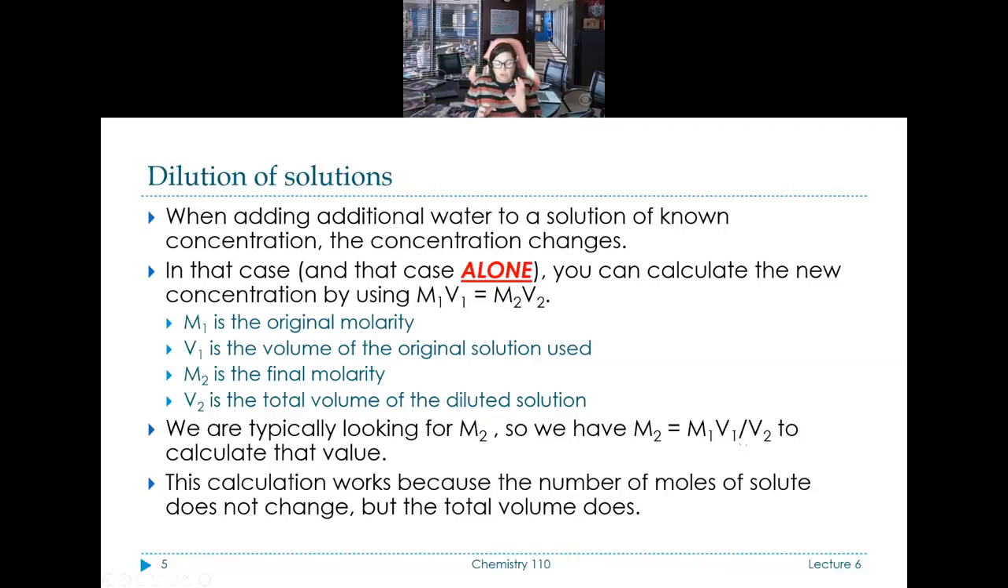We just need to know that whatever units they are, that's what they're going to be at the end, okay? So that calculation works because the number of moles of solute does not change, but the total volume has changed. We haven't added or taken away any of the material that was present. We just added more volume to it, and so we can change that molarity through that process.